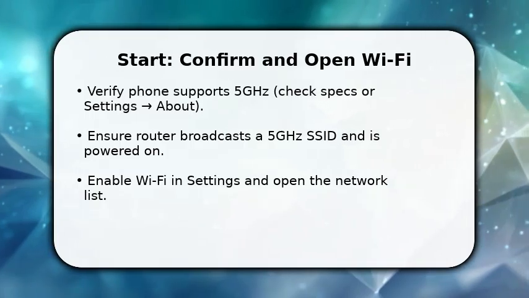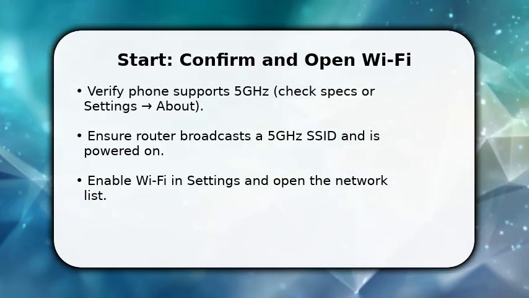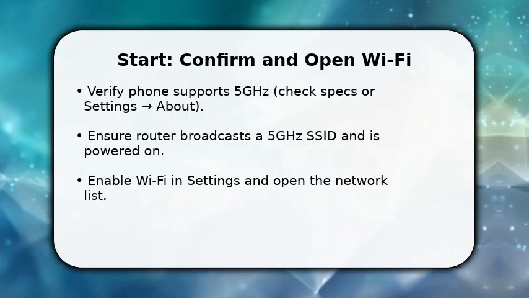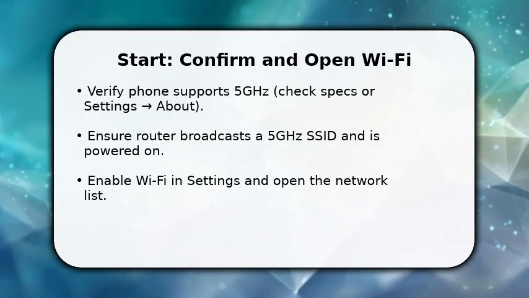You start by confirming capability. Make sure your Android model supports 5 GHz and your router is broadcasting that band. Once done, open Settings and enable Wi-Fi so the phone scans available networks.